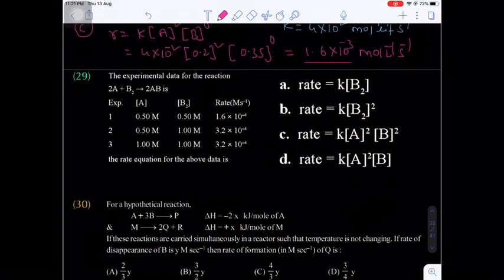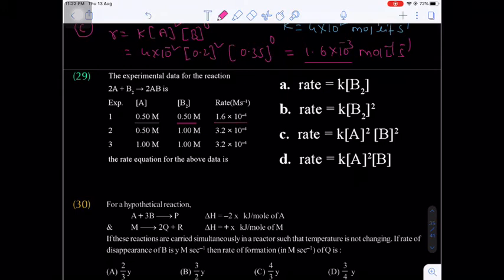Now come to question number 29. It is similar to question number 28, so we can directly solve this one. How? Here you see. First of all, what is the concentration of A given? 0.5 molar. B is also given as 0.5 molar. Now the rate will be what? 1.6 into 10 raised to minus 4.